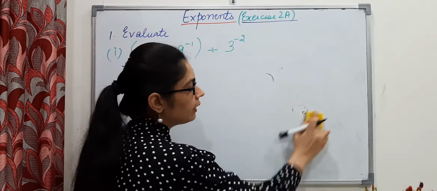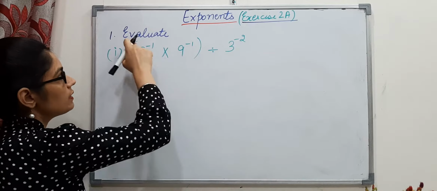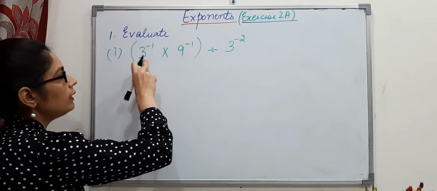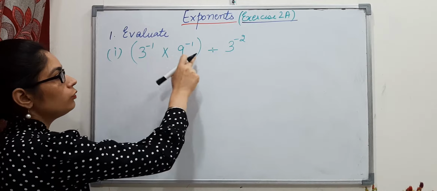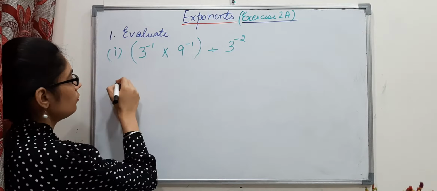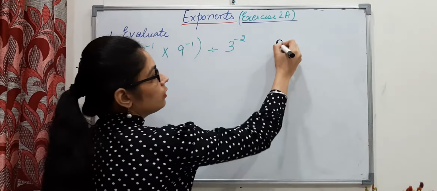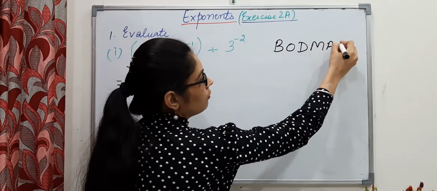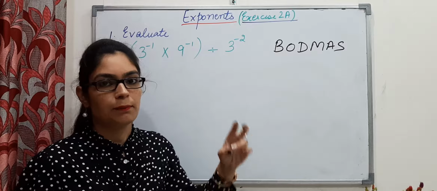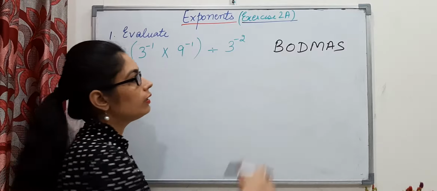All these rules you will understand in a better way when we do questions related to this. So the first question is evaluate. First part I am going to do now. In the first part it's mentioned 3 to the power minus 1 into 9 to the power minus 1, bracket, divided by 3 to the power minus 2. According to BODMAS also, we know first we have to solve the bracket. Always in exponential form you can be given so many terms and so many different signs, plus, minus, division, multiplication all together. So you have to decide which one you should do first according to the BODMAS rule.